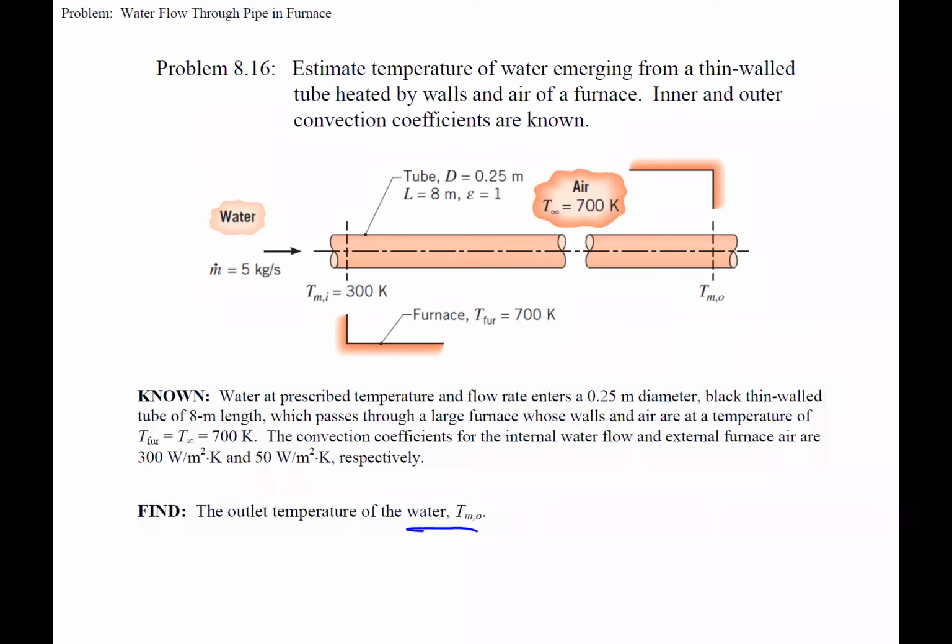So that's what you see here. Part A is really required to get part B. So they're just kind of helping you out to get part B by telling you what to get in part A first. But we have to get this outlet temperature of the water, right? So we know the inlet right here coming in. We have a mass flow rate of this tube. We have the furnace, and the furnace has these walls. The walls of the furnace at 700, air 700 Kelvin also, and we need to get the outlet temperature, okay?